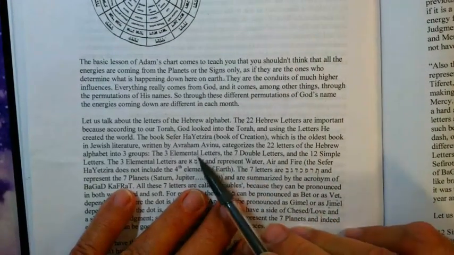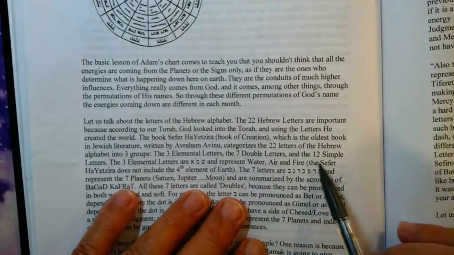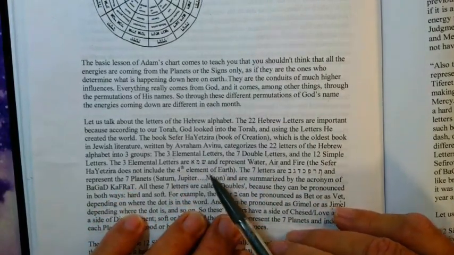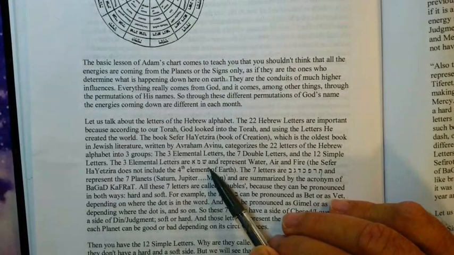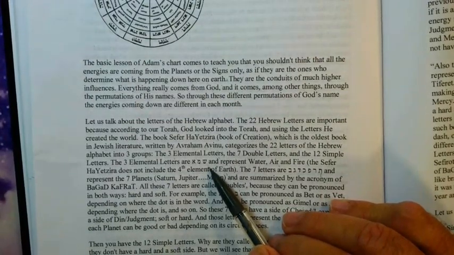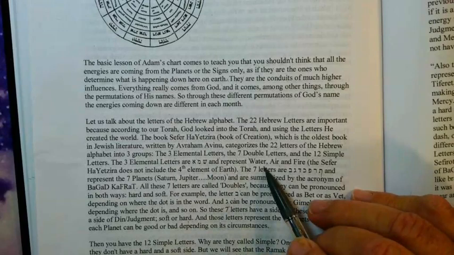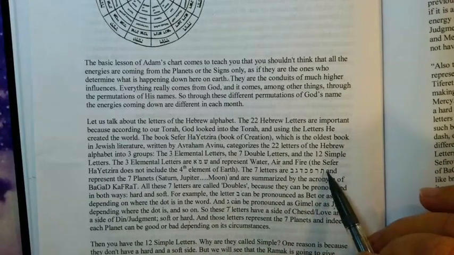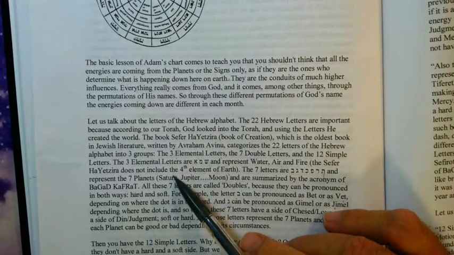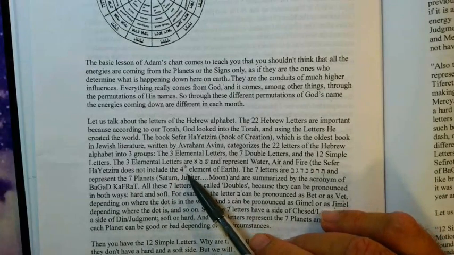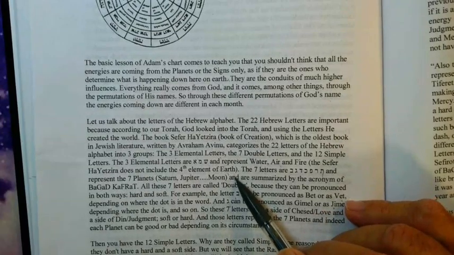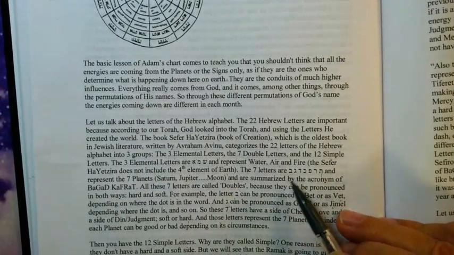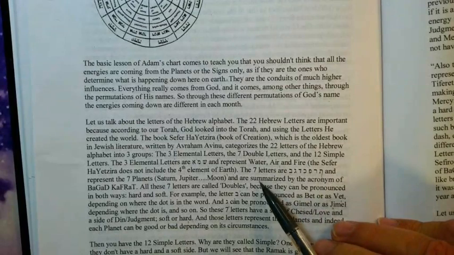So he says the elemental levels, the 7 double letters and the 12 simple letters, the 3 elemental levels are called Shin, Mem, and Aleph. Now by themselves they make the word Shema, which means perhaps, and represent water, air, and fire. So he says the SEFER YETZIRAH does not include the 4th element, which is earth. Now that's 3 of the letters. Water, air, fire, but earth is not mentioned.